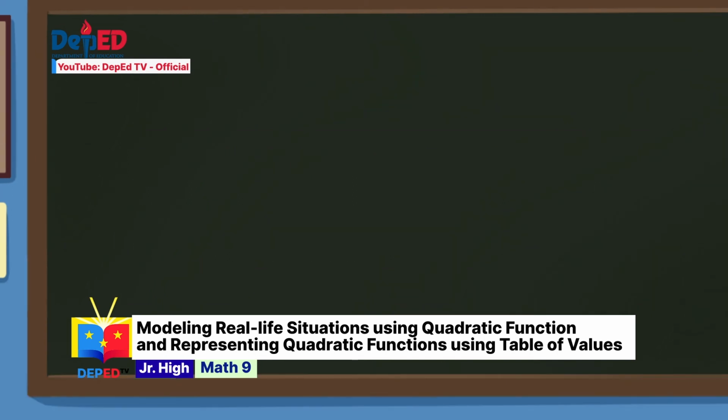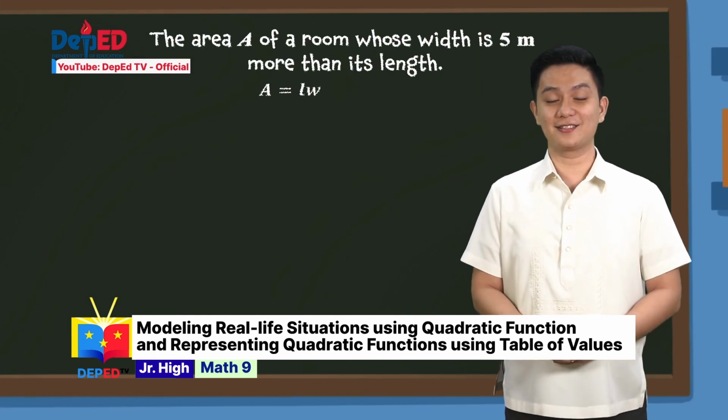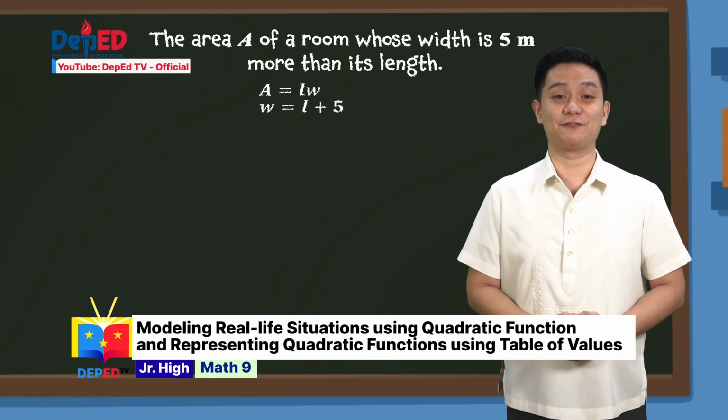Another real-life situation that can be modeled by a function is this: the area A of a room whose width is 5 meters more than its length. We assume that the room is rectangular in shape and thus its area A is equal to the product of its length L and its width W. Now, the width is given to be 5 meters more than its length. Hence, we have the equation W = L + 5.